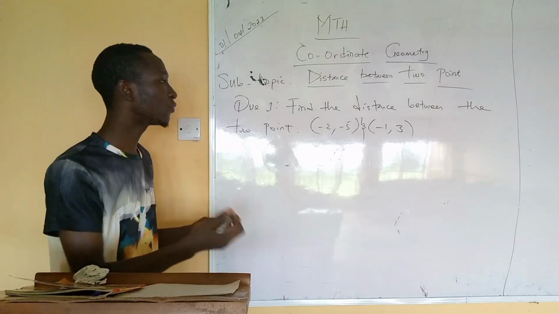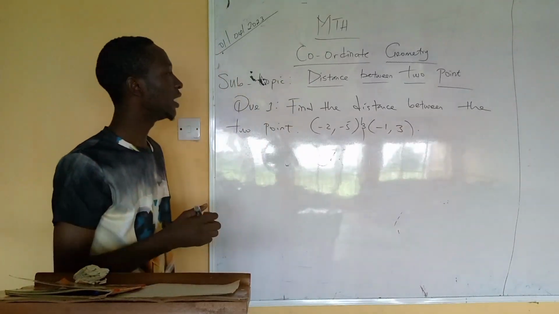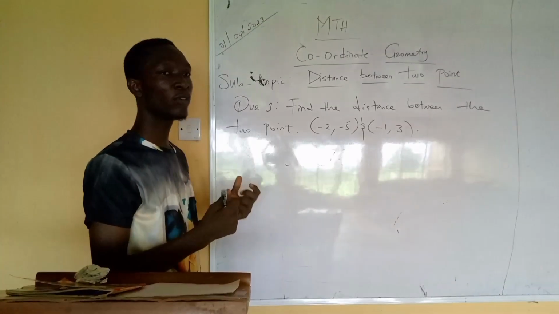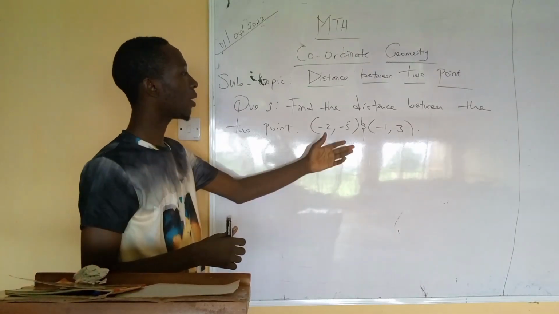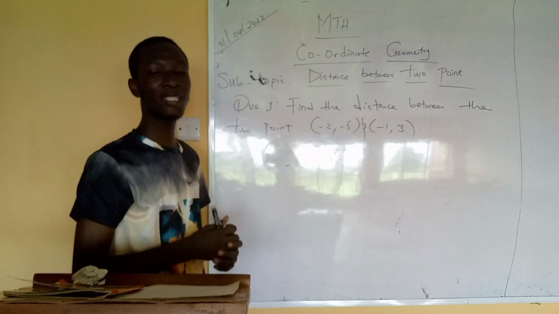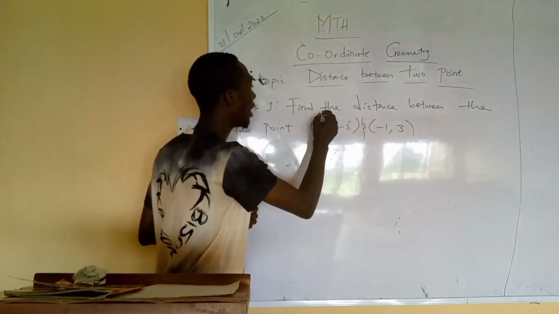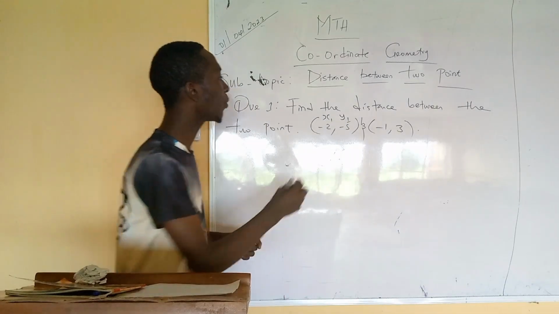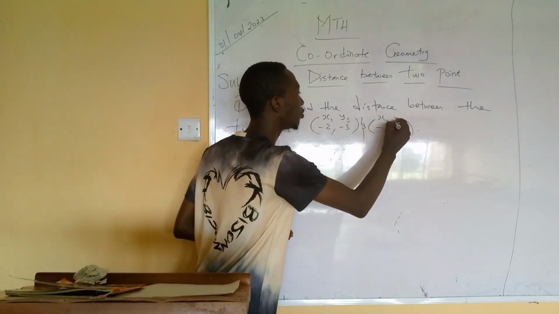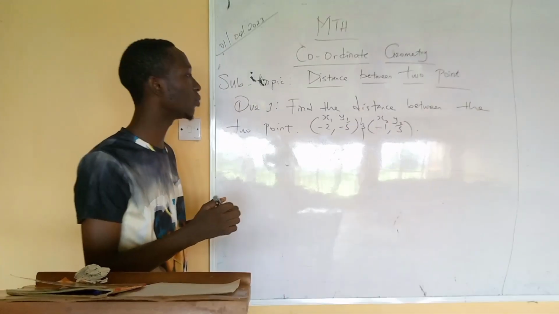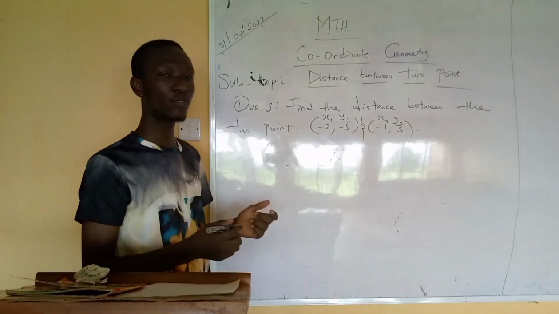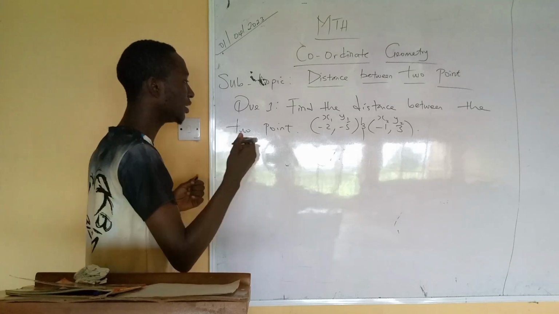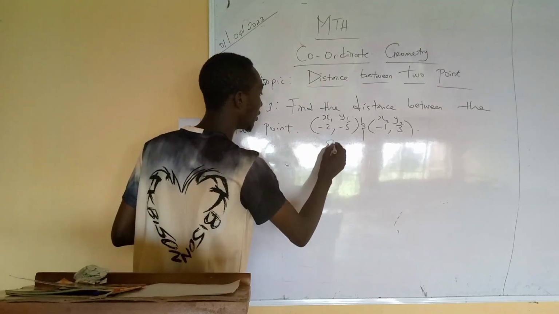So now we are asked to find the distance between these 2 points. It is very easy. We'll apply the formula. But before we apply the formula, we will label our points. So now this point, I told you the first point is always x1, y1. And the second point will be x2, y2. Now what is the formula we use to get the distance between the 2 points of a line? This is the formula. It is very easy.